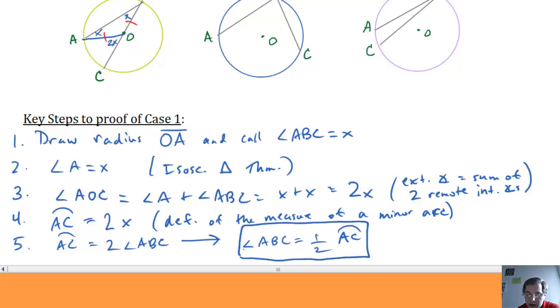So case 1 uses the fact that one of the sides of the angle was a diameter of the circle. It goes through the center, therefore we can set up a central angle. We would use case 1 to prove cases 2 and 3. We would draw a diameter from point B, and we'd split up our angle into 2 pieces, and we'd add them together.